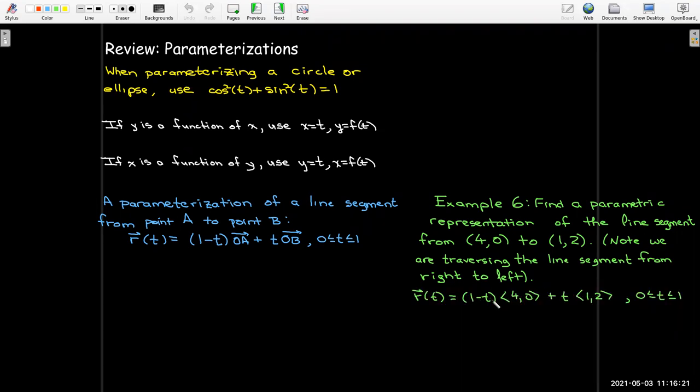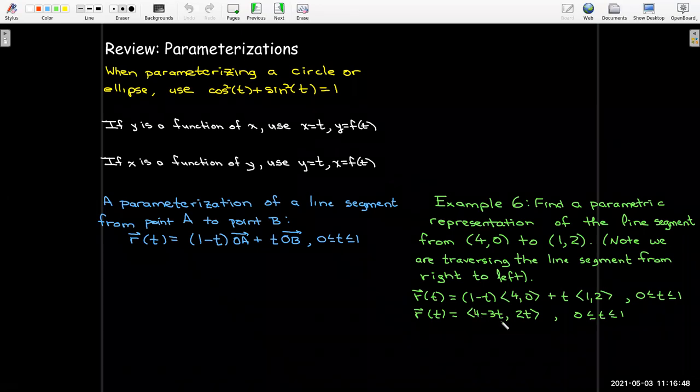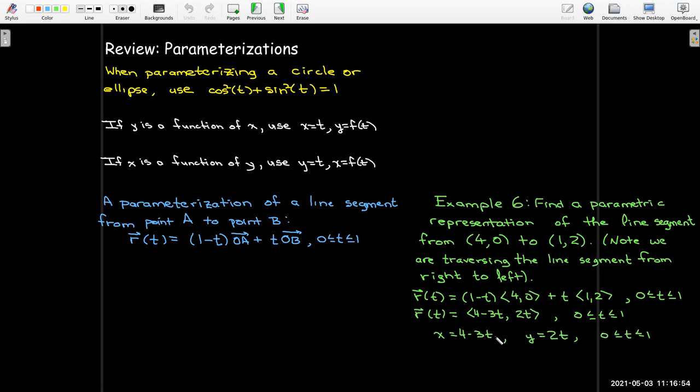So I put 1 minus t in parentheses times the position vector of my first point, which will just be 4, 0, plus t times the position vector of the final point, which is 1, 2. And with this parameterization, t always goes from 0 to 1. And so I can clean that up, collect some like terms. So then I get 4 minus 3t as my first component function, 2t as the second component function, meaning that x is 4 minus 3t, y is 2t. And again, t goes from 0 to 1.